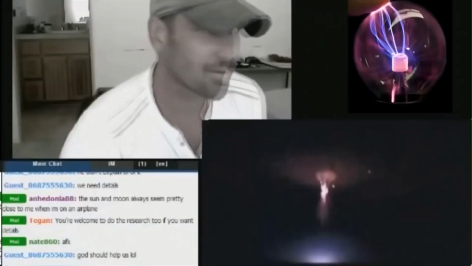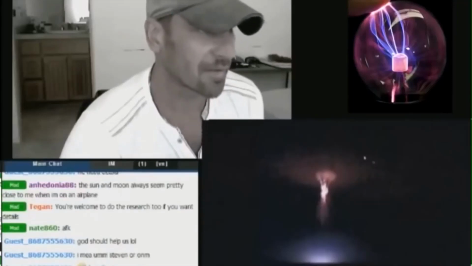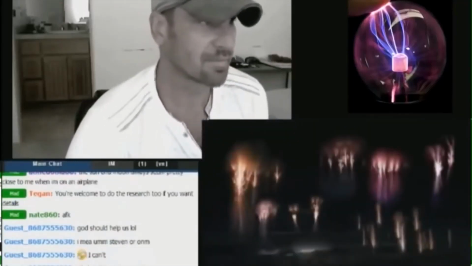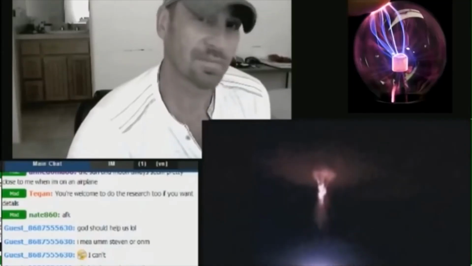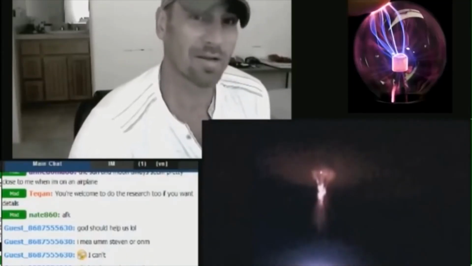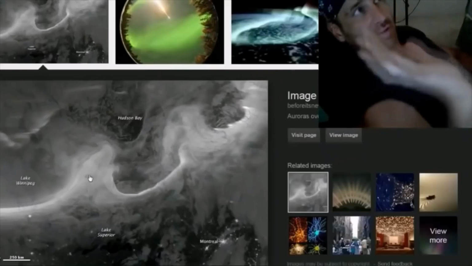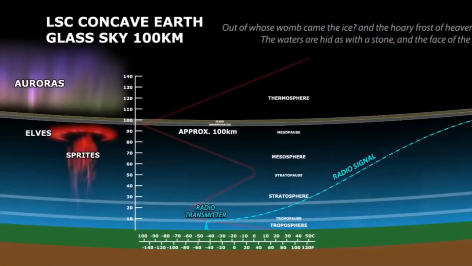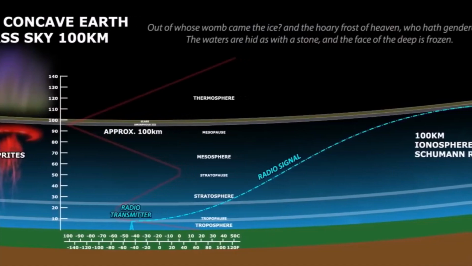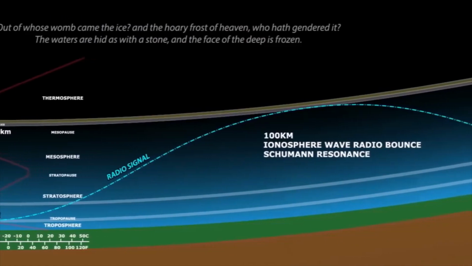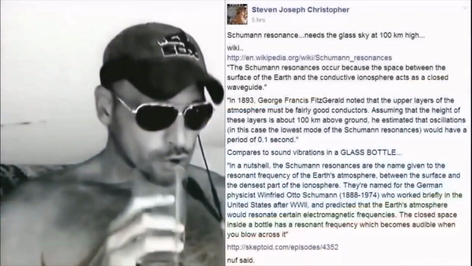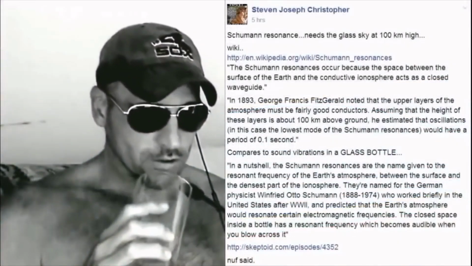Hidden in plain sight once again, we can understand that there is glass at 100 kilometers based upon upper atmospheric lightning hitting a ceiling at 100 kilometers. We also can understand that auroras bottom out at 100 kilometers. Radio wave propagation reflects off the ionosphere at 100 kilometers. The height of the Schumann resonance is at 100 kilometers.